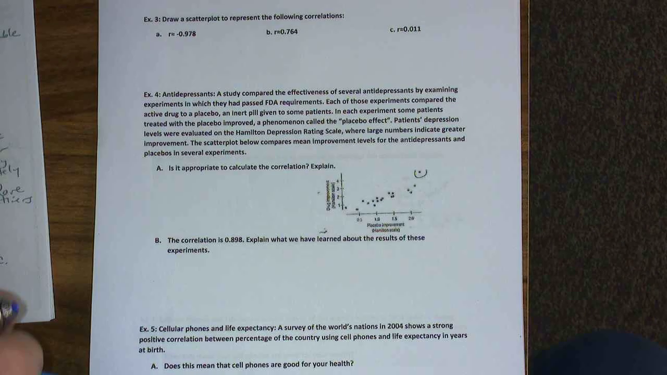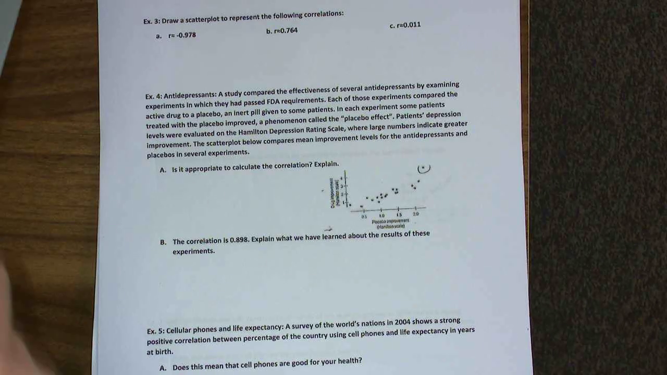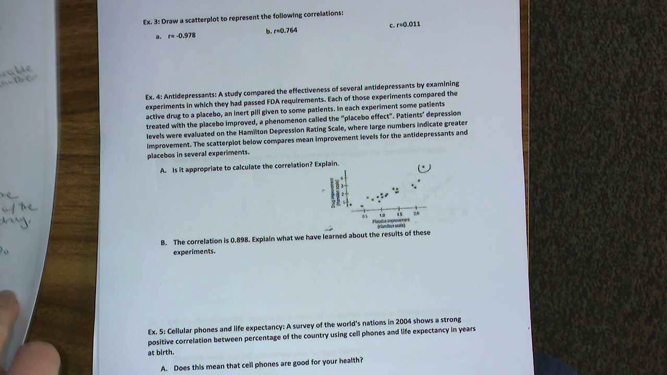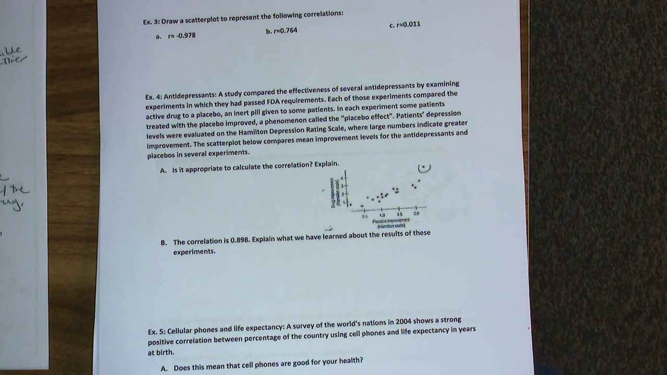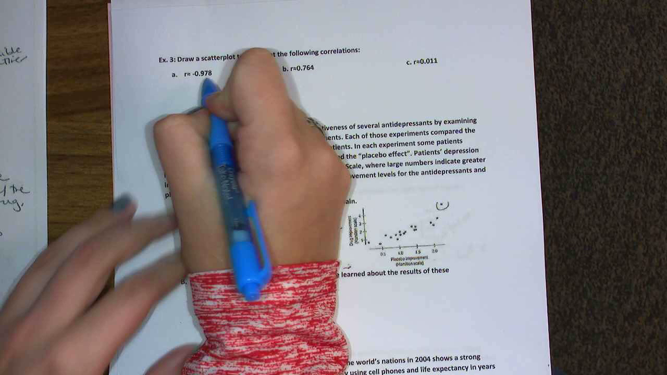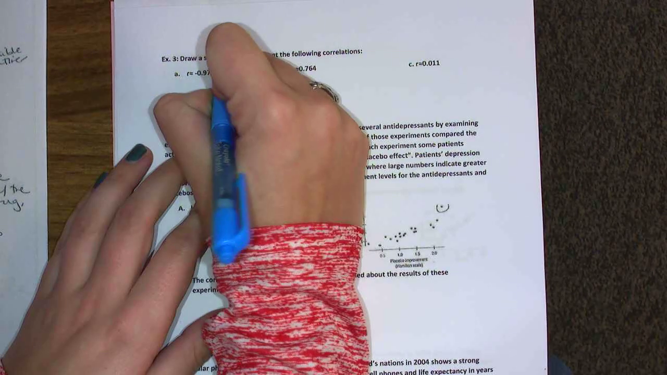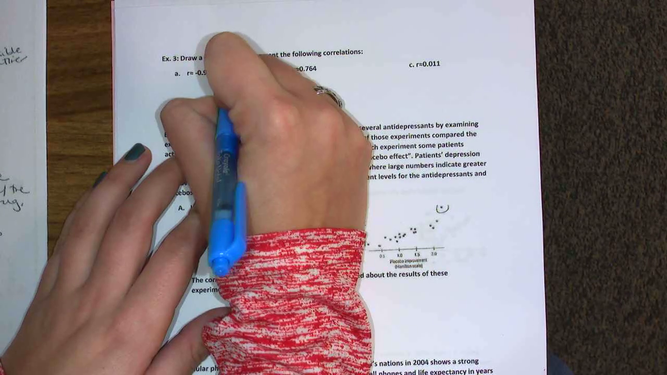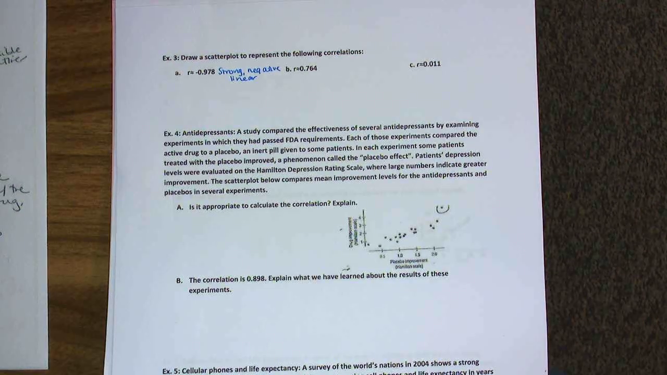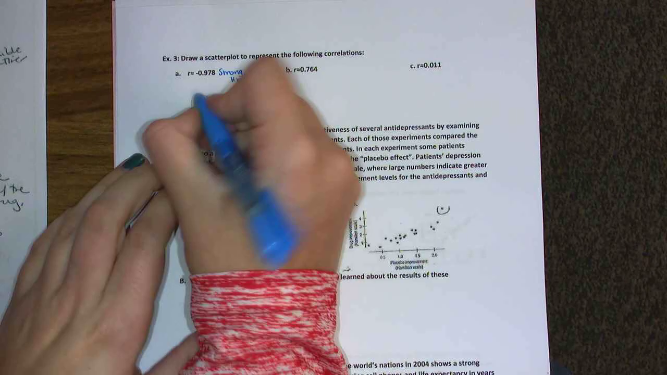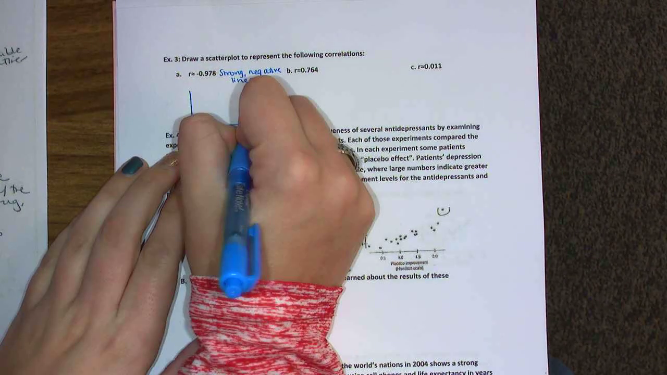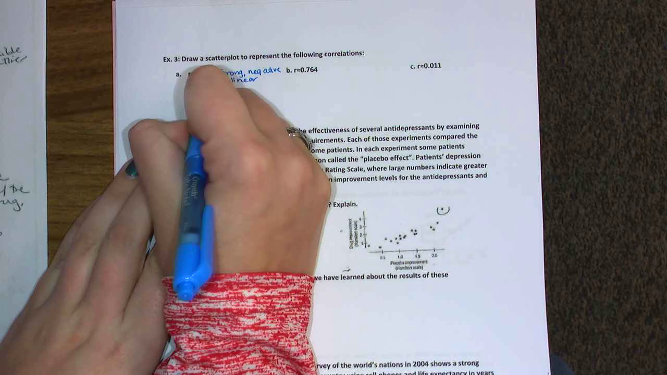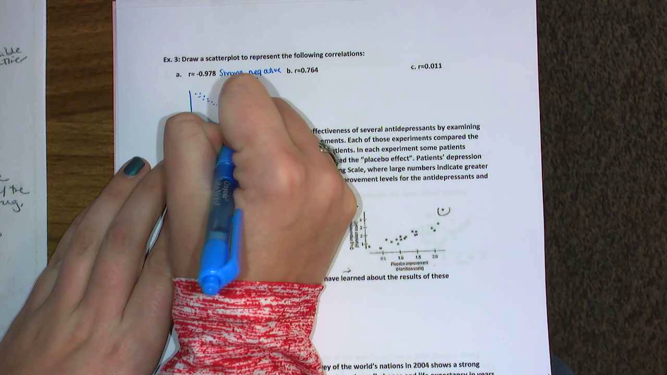Okay, so draw a scatter plot representing the following correlations. Okay, so this would be, just in words, a strong, negative, linear association. Okay, so we would expect our scatter plot to be basically something like that.